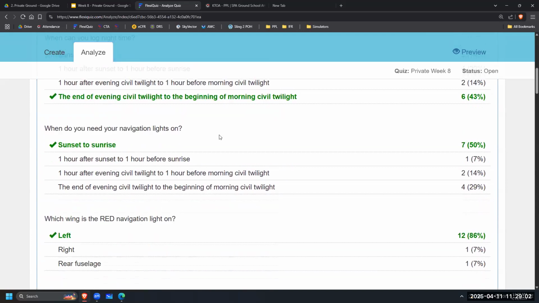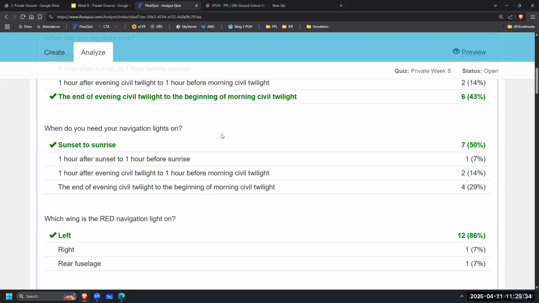Sergio? But do you need your nav lights on? Sunset to sunrise. Should I repeat this one more time? This is confusing, these answers. But it's also not only you guys, it could be some old tests. Yes, sunset to sunrise, you turn on the nav lights. That is correct. Daryl, please.